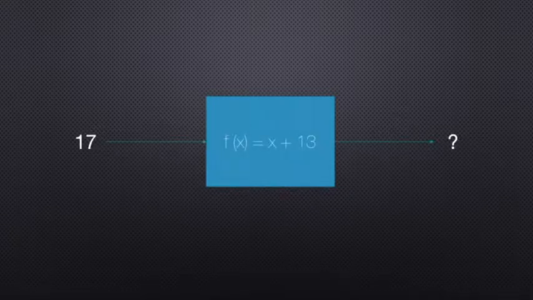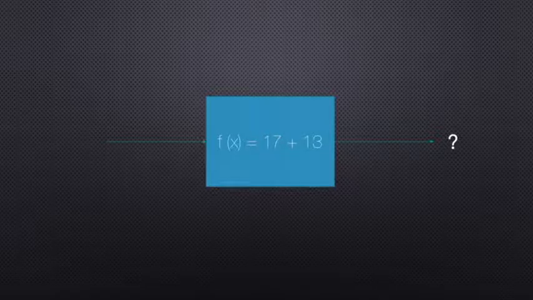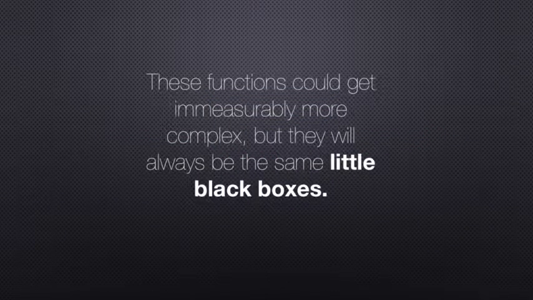Now, take for example the following function. The function f of x is equal to x plus 13, where x is equal to 17. Now, 17 goes into this equation, modifies it, and the answer is 30. Here x is equal to 17 and f of x is equal to 30. Fair and simple, isn't it? While these functions could become as complex as possible, they can always be thought of as these little black boxes, taking in one value and giving out another.